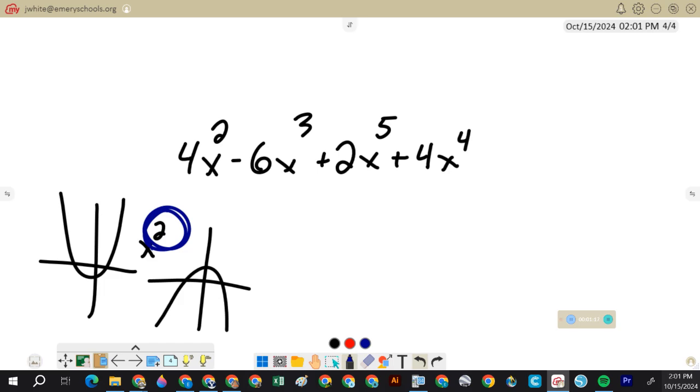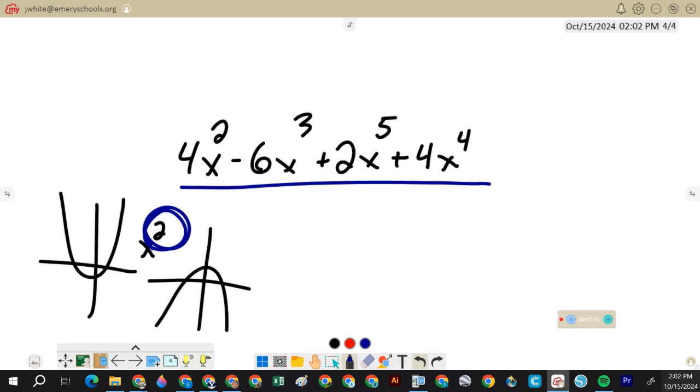Now, does every quadratic hit the x-axis twice? No. They could hit twice, or they could hit once, or not at all. They could miss. Okay? So just because it's an x squared equation doesn't mean that it hits the x-axis twice. Okay? So looking at this polynomial, how many times could it hit the x-axis?